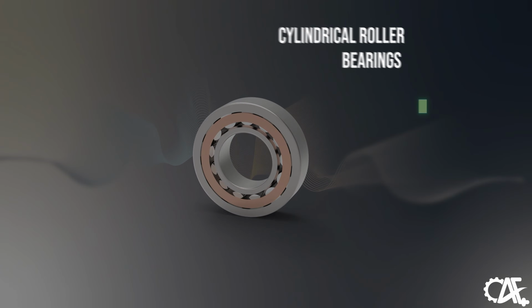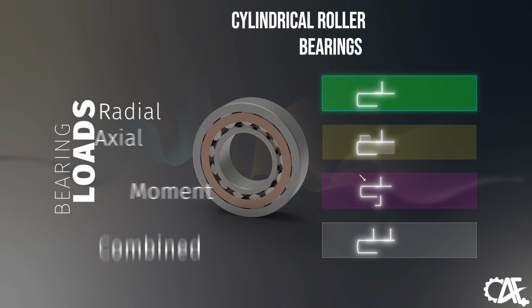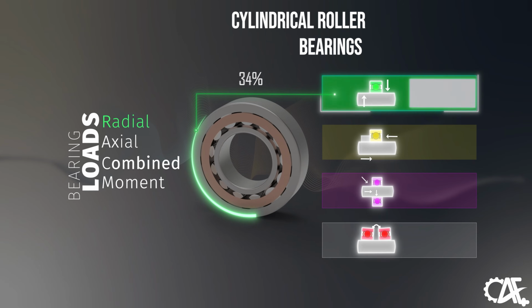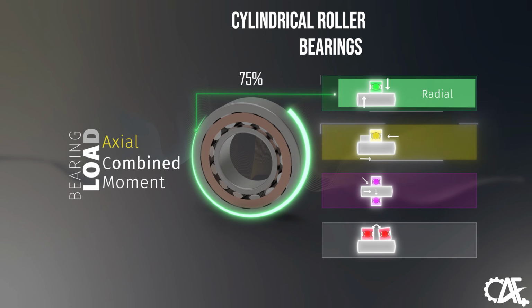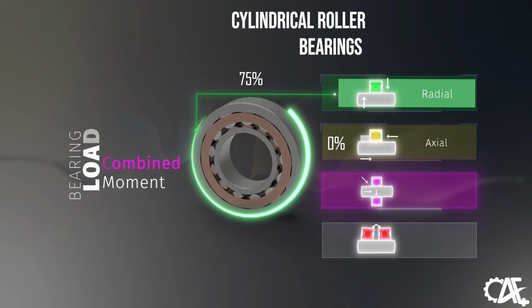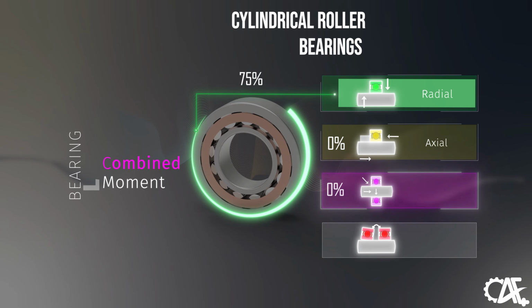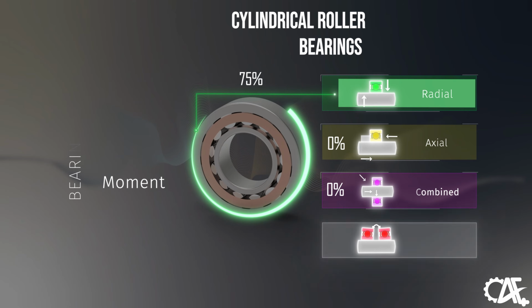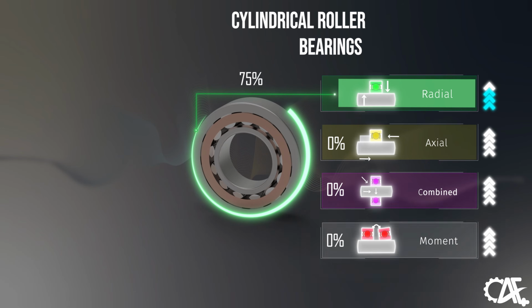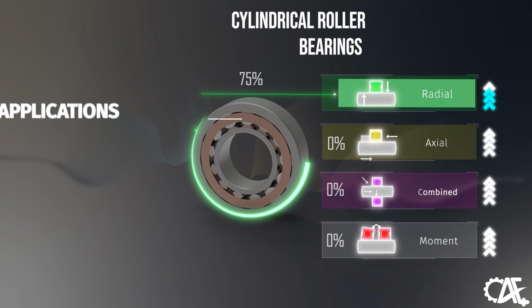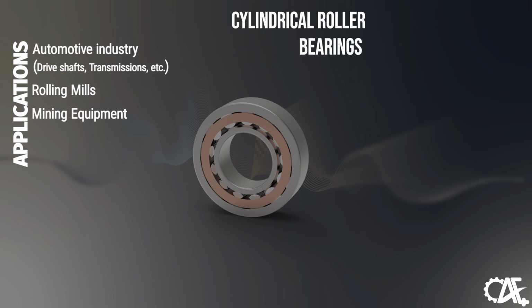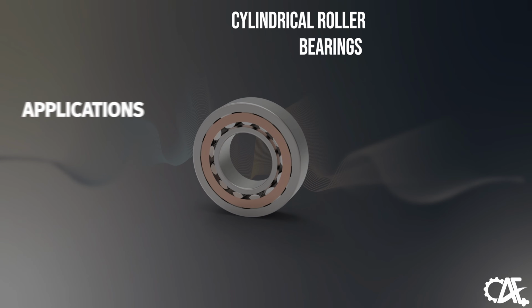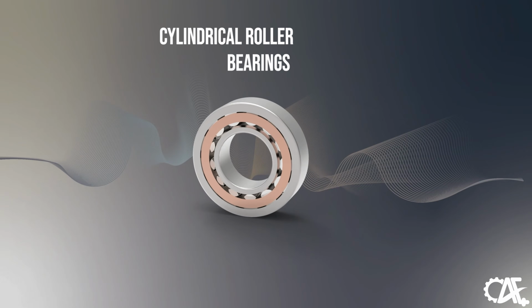Now, looking at the cylindrical bearings' load performance, they excel in radial loads, earning a rating of 3 chevrons. However, their standard setup isn't optimized for axial loads. Although adjustments can enhance its axial load capacity, in its unmodified form the cylindrical bearing is not ideal for either axial or combined loads. Furthermore, its ability to handle moment load is limited unless it's paired in opposing directions. Ultimately, these bearings shine in applications demanding heavy radial load, making them top choices for drive shaft bearings, rolling mills, and mining equipment.